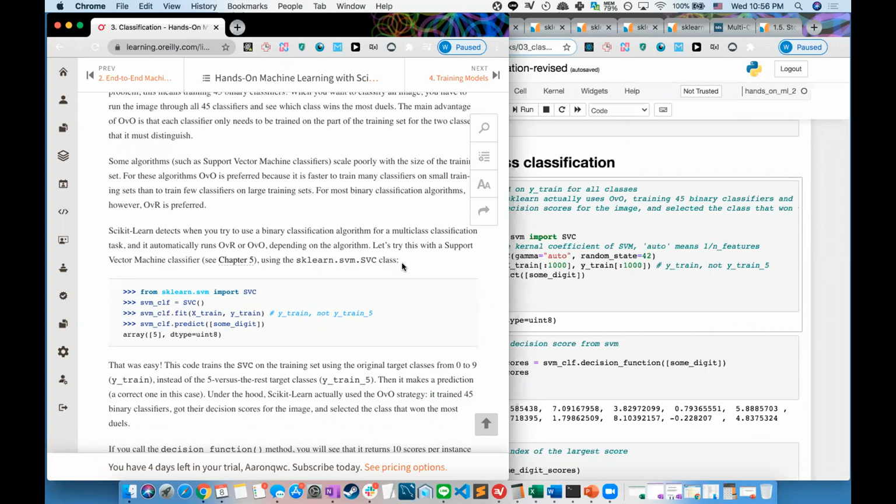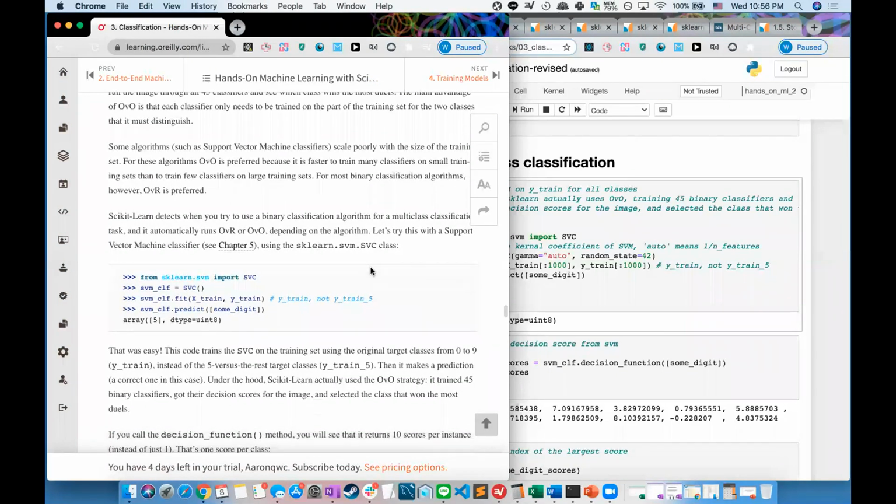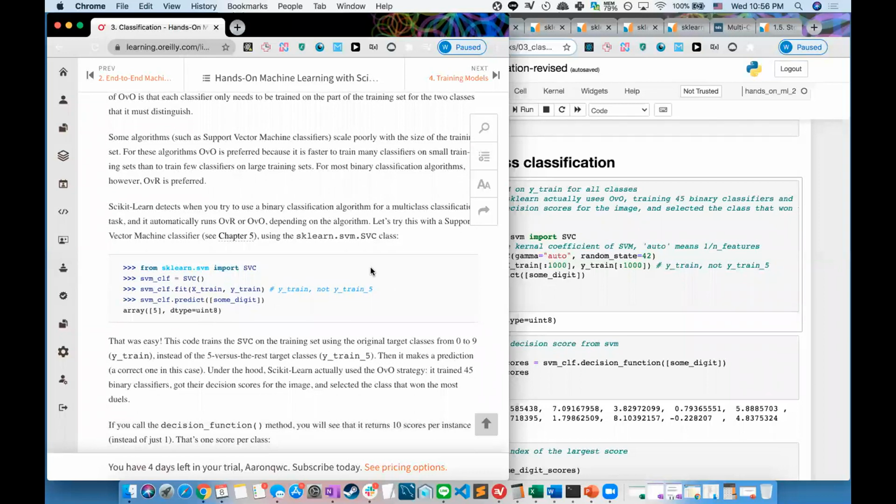Let's try this with a support vector machine classifier using the Scikit-Learn sklearn.svm.SVC class.